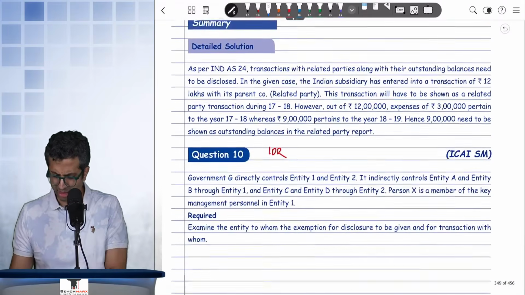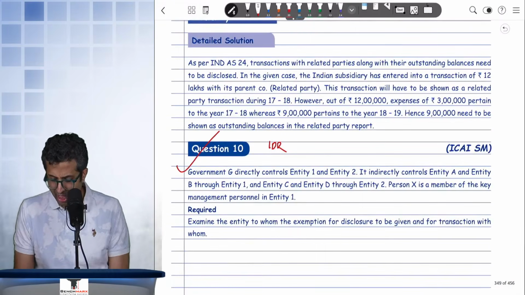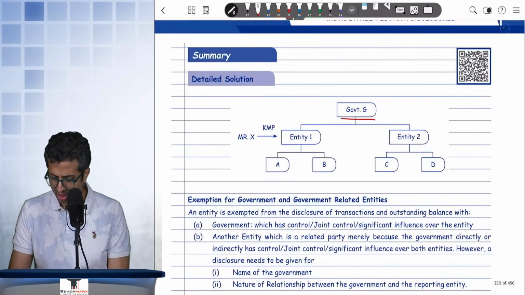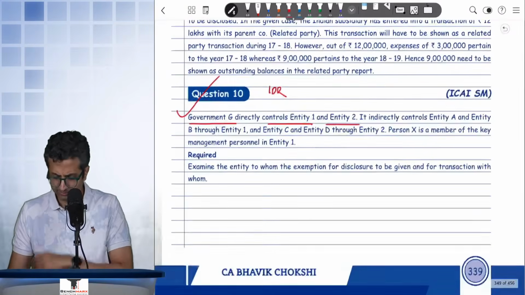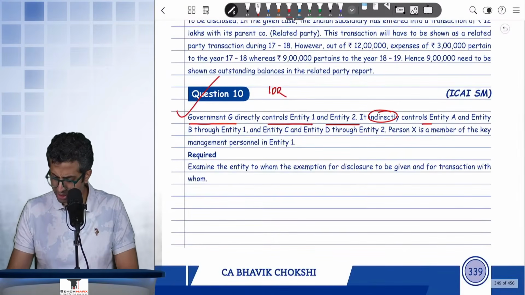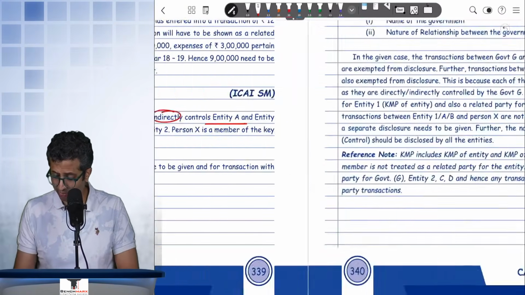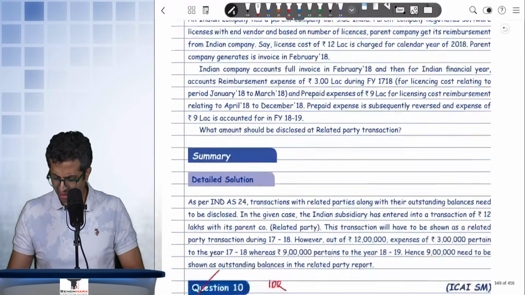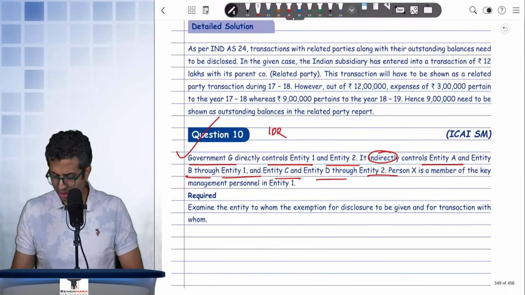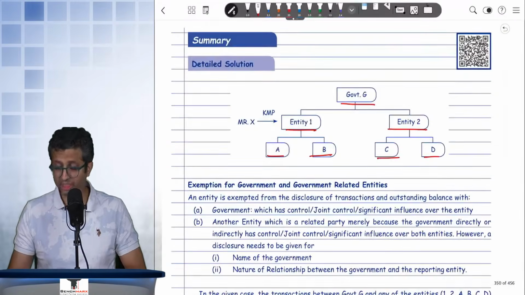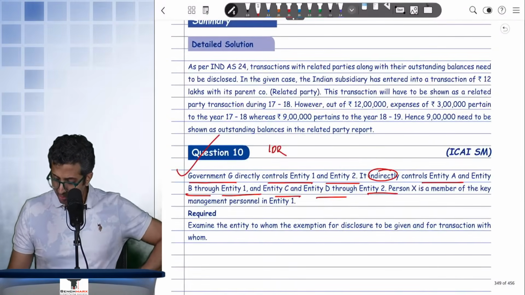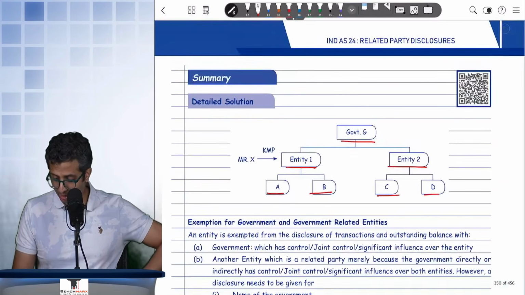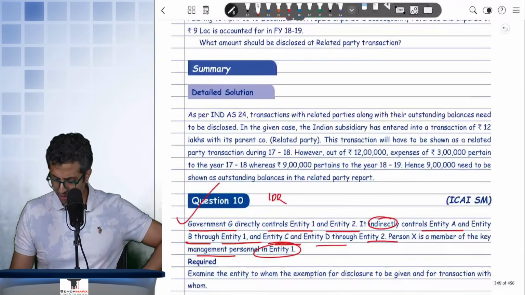Then you look at question number 10. This is linked to that exemption. Government G directly controls entity 1 and 2. So you will have G controlling 1 and 2 and indirectly controls entity A and B through entity 1. It's clearly given that it is indirectly controlling A and B through entity 1 and C and D through entity 2. Okay, so this is C and D through entity 2. Person X is a member of the KMP of entity 1. Okay, so this is a KMP, individual.